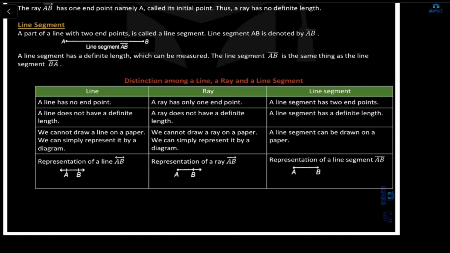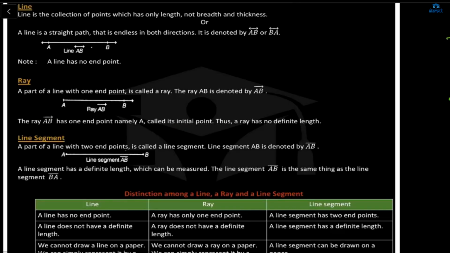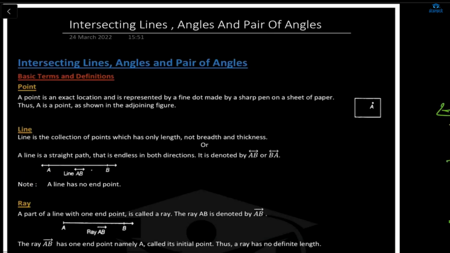And a line segment you can draw on paper. The representation I already told you: because a line can be extended on both sides, you put an arrow above AB on both sides. A ray will be extended only on one side, so the arrow is only on one side. And a line segment cannot be extended. It has endpoints, so it is represented by a bar. Any doubt in any of these simple definitions? These are actually the base of your geometry.